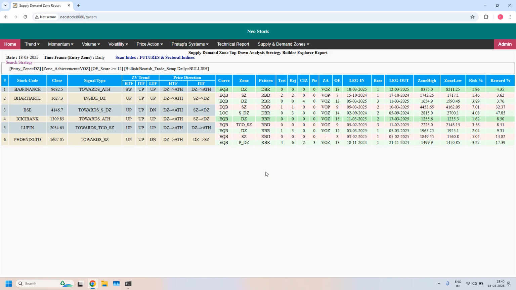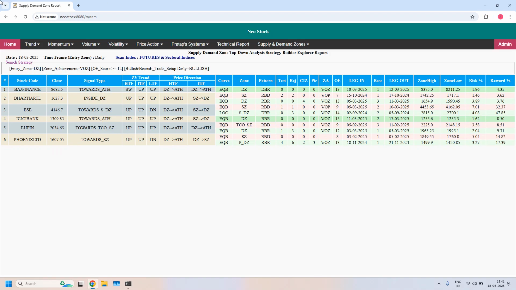So 6 stocks. Out of the 6, there could be some high probability trade setups supported by daily demand zones. How to filter? We can filter based on the zone confluence. The daily zone can be part of the weekly zone, or daily and weekly together can be part of the monthly zone. So these 2 strategies, let us filter by applying these strategies.